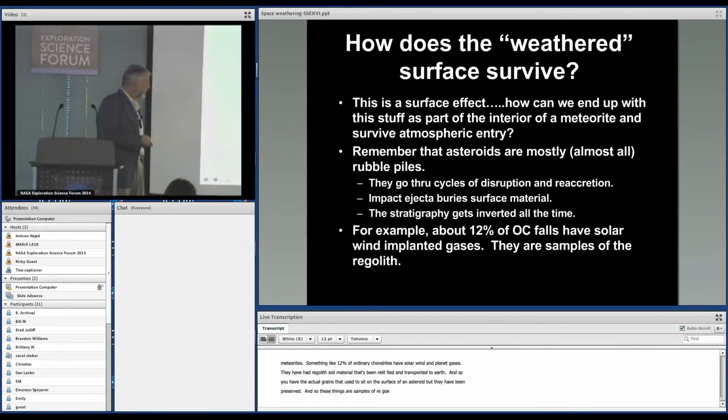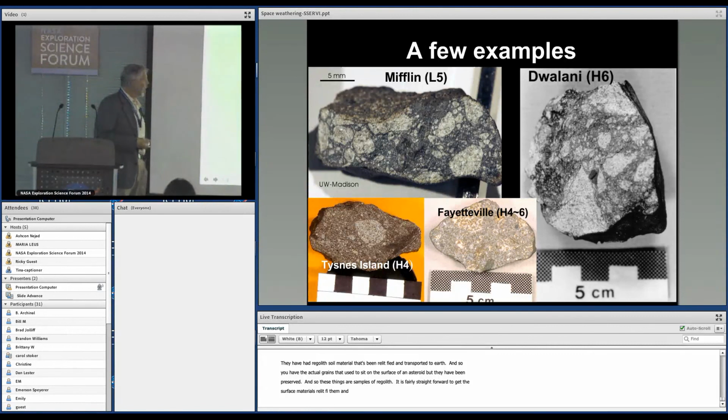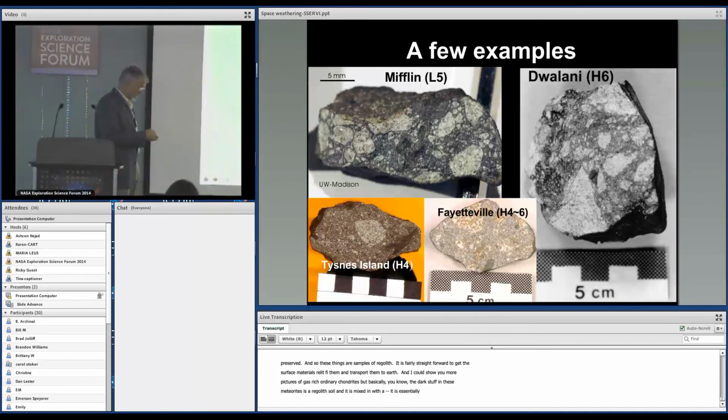It's fairly straightforward to get the surface materials, relithify them, and transport them to Earth. And I could show you more pictures of gas-rich ordinary chondrites. But basically, the dark stuff in these meteorites is a regolith soil, and it's essentially the matrix that's gluing together these larger lithic fragments. And you see this constantly in gas-rich chondrites.